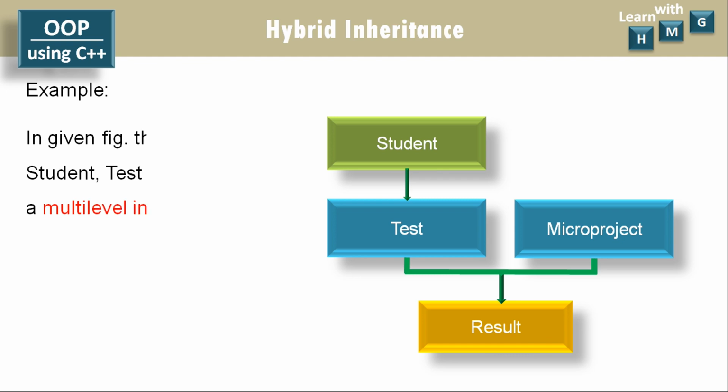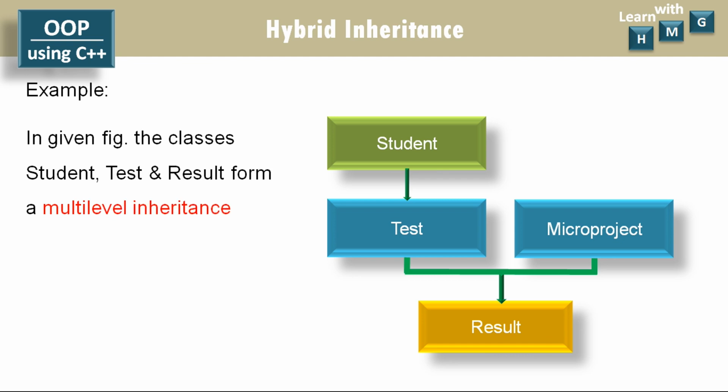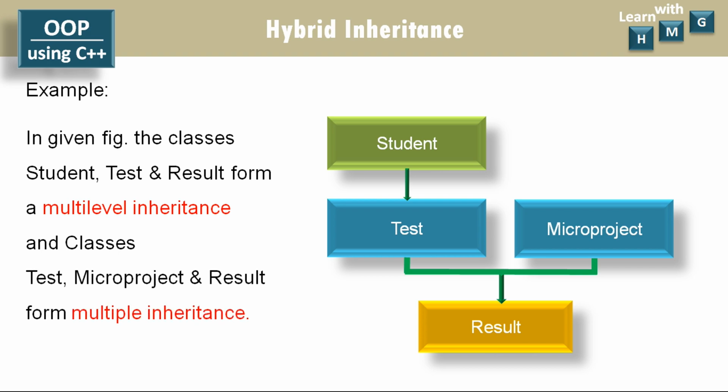Now in this figure, the classes student, test and result form multi-level inheritance, while the classes test, microproject and result form multiple inheritance. So it is a combination of two types of inheritance: multi-level inheritance and multiple inheritance. So like this is an example of hybrid inheritance.